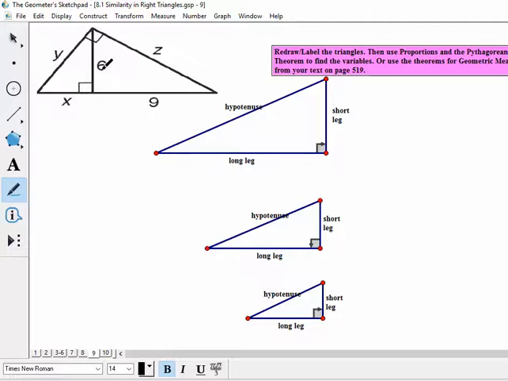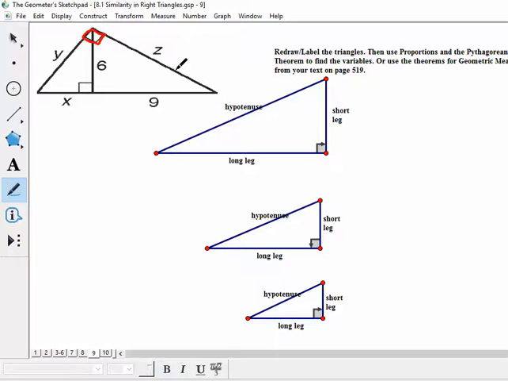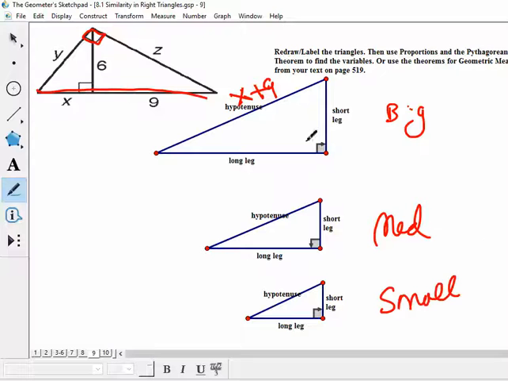Let's set this one up. The original triangle has the right angle up here. The hypotenuse of the original triangle would be this side over here. That's x plus 9. So I'm going to put that on my big triangle. This is my big, my medium, and my small. And then we have the short leg of my big triangle is y, so I label that y. And my long leg then would be z. So I've got all the parts of my original big triangle.